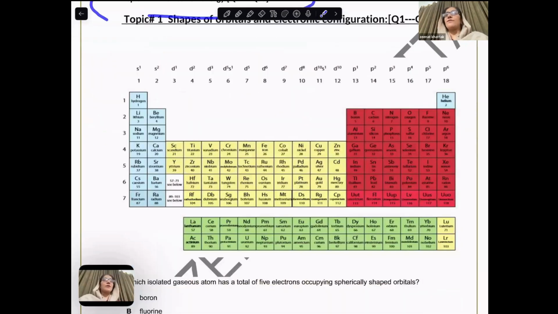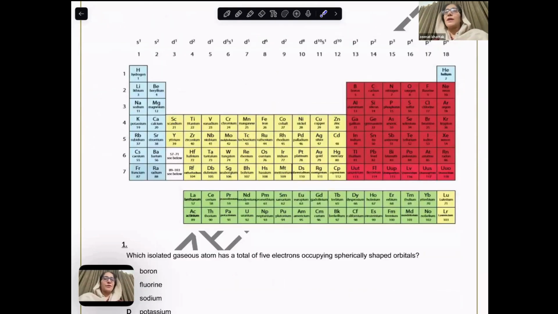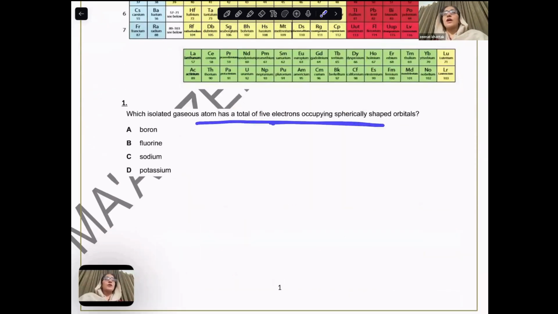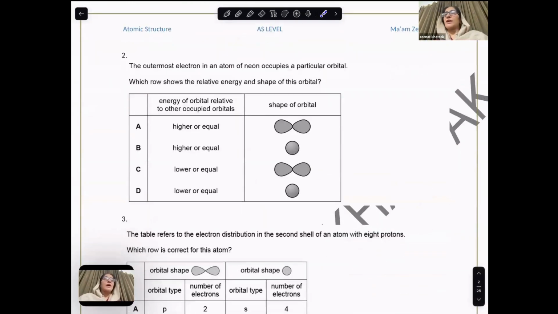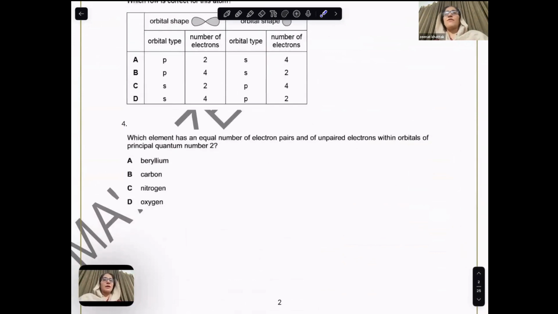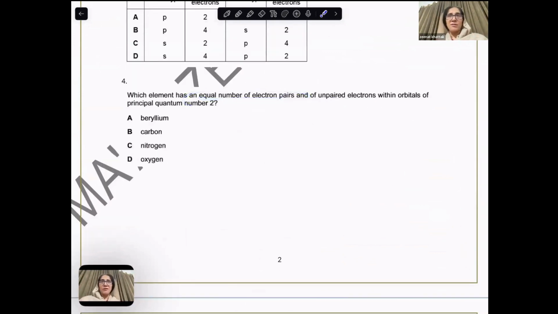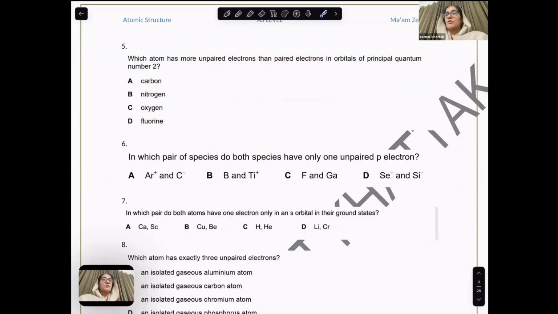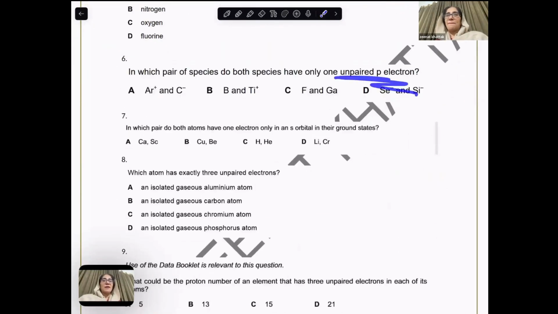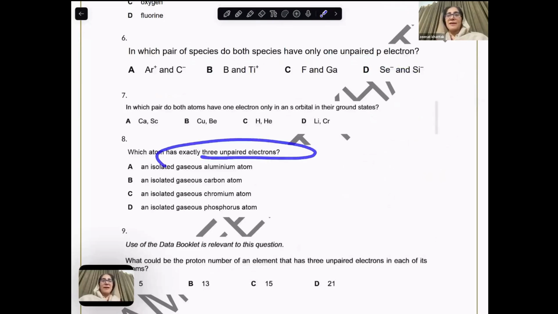And you can see I've given you such a type of periodic table. Look, electron occupying spherically shaped orbital, about S. There are questions about equal number of electrons, paired and unpaired electrons. Look, how many have only 1 unpaired, 3 unpaired. When you do the past papers, you will know why I was focusing on the number of unpaired electrons. That is sufficient for today.